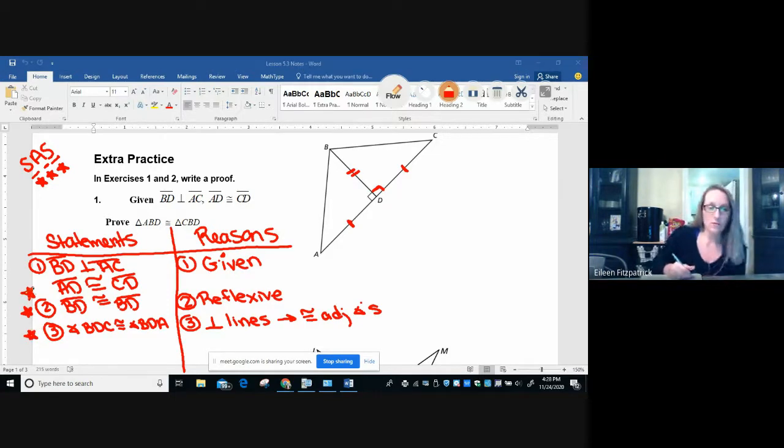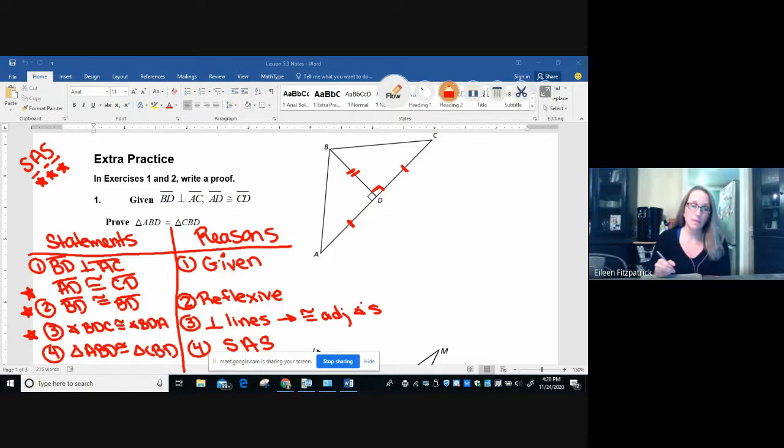Once I have my 3 stars, remember a side, and an included angle, I can then come up with my final conclusion that triangle ABD is congruent to CBD, and it was named correctly in the correct order, so I can copy that down. ABD is congruent to triangle CBD because of side, angle, side. Okay, let's try another one.